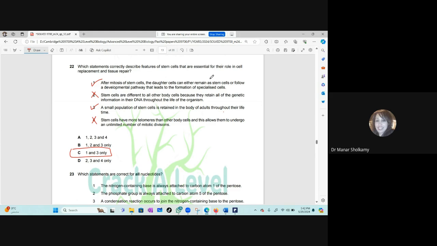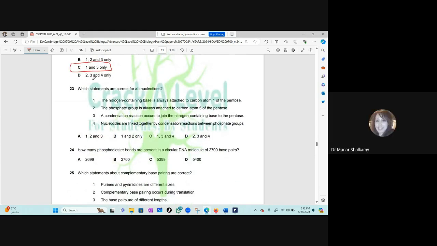Good. Now, 23. Which statements are correct for all nucleotides? One: the nitrogen containing base is always attached to carbon atom 1 of the pentose. Two: the phosphate group is always attached to carbon 5. Three: a condensation reaction occurs to join the nitrogen containing base to the pentose. Four: nucleotides are linked together by condensation reactions between phosphate groups.